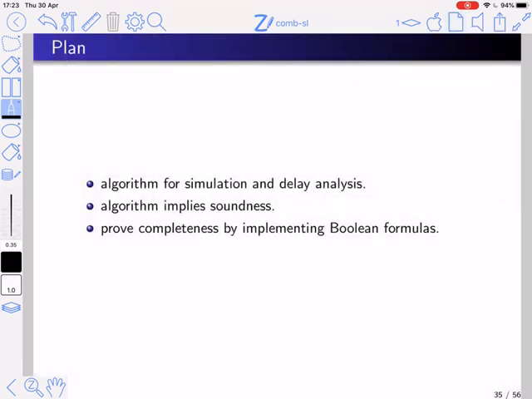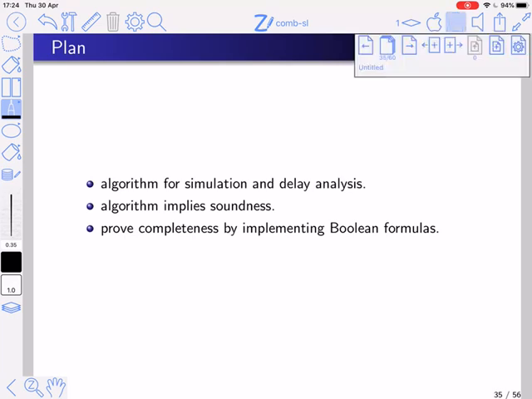Our plan: we will present an algorithm for simulation and delay analysis. This algorithm that we present implies soundness. And finally, we will prove completeness by implementing Boolean formulas as combinational circuits.